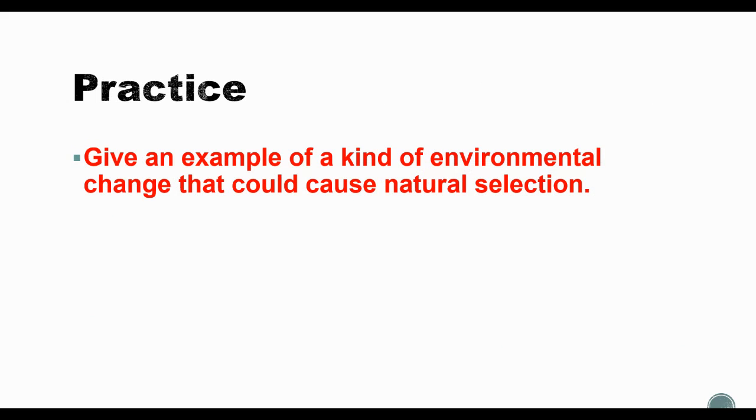All right. So for practice, I want you to give an example of a kind of environmental change that could cause natural selection. And for today, I only want you to understand those categories of evidence for evolution. You don't have to go into the details on those different categories.